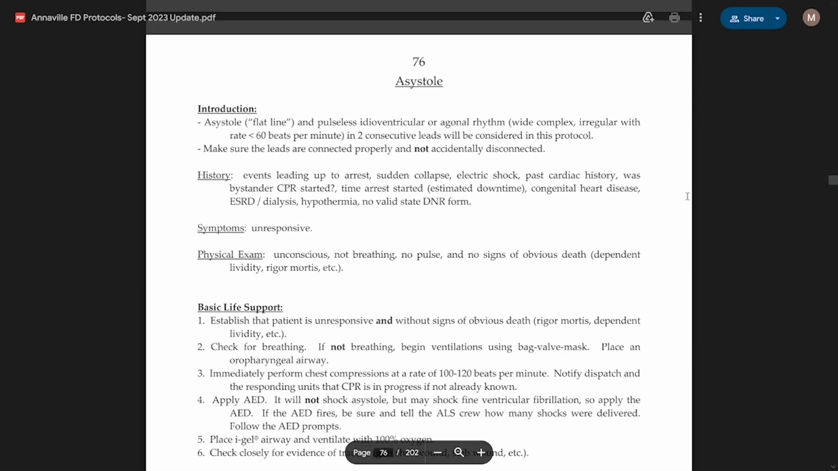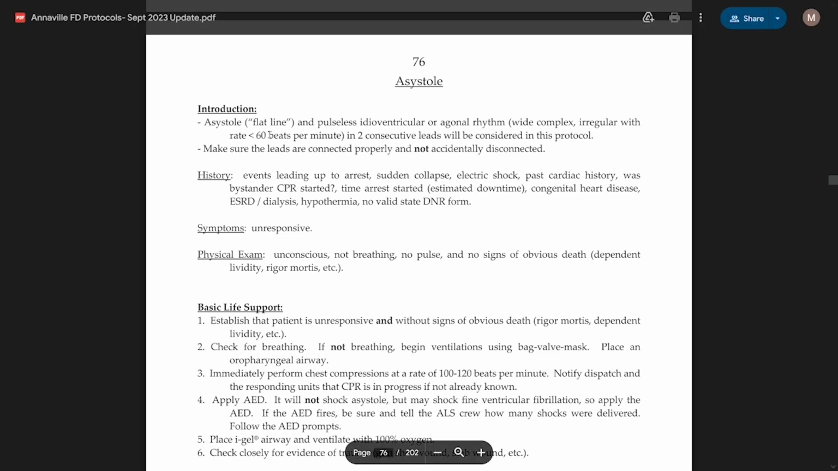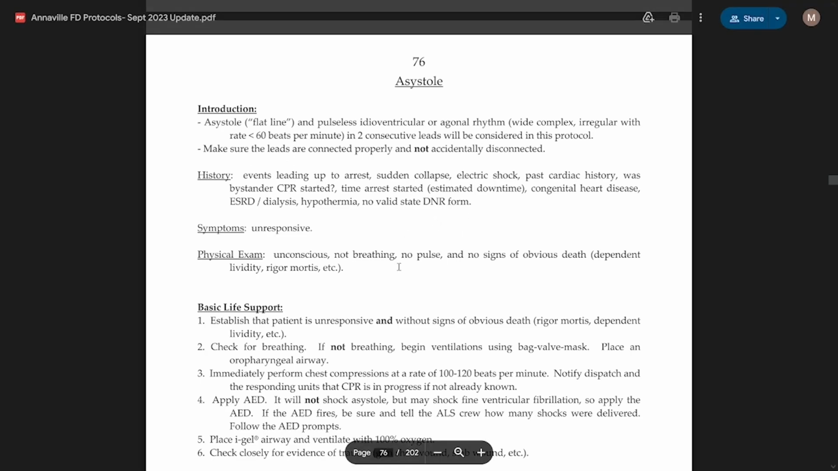For asystole patients, asystole is a flat line and a pulseless idioventricular or agonal rhythm. A wide complex, irregular heart rate at less than 60 beats per minute in 2 consecutive leads would be considered in this protocol. Make sure the leads are connected properly and not accidentally disconnected. So basically, it's just a flat line that we're looking for here.